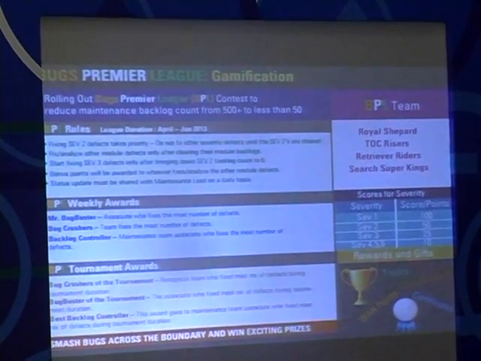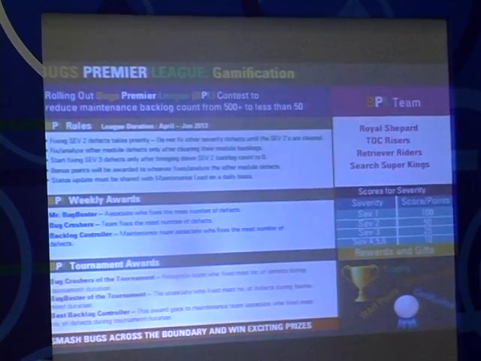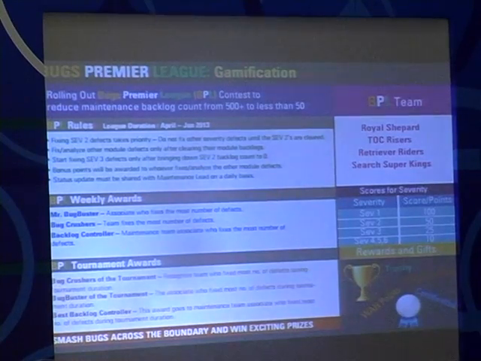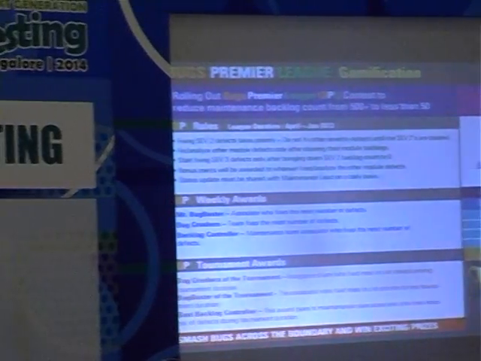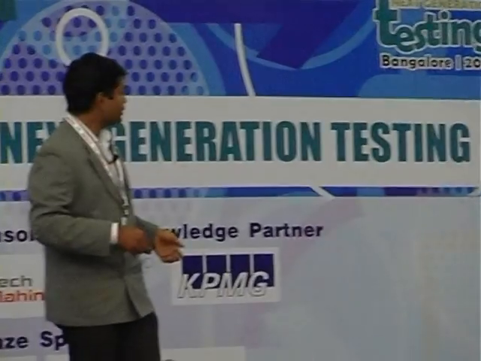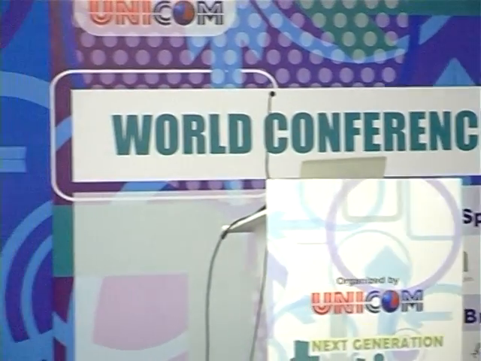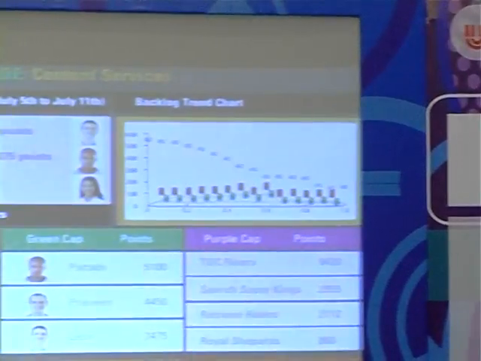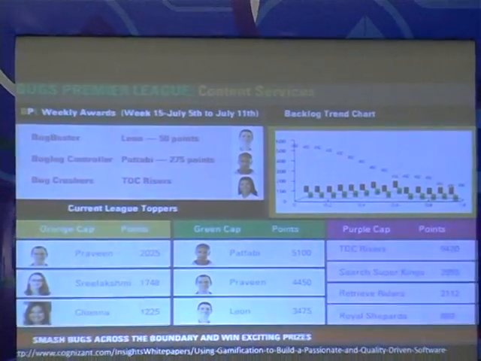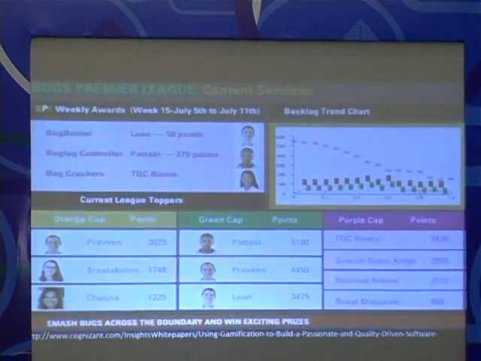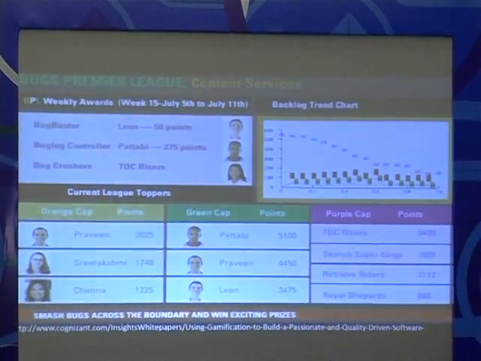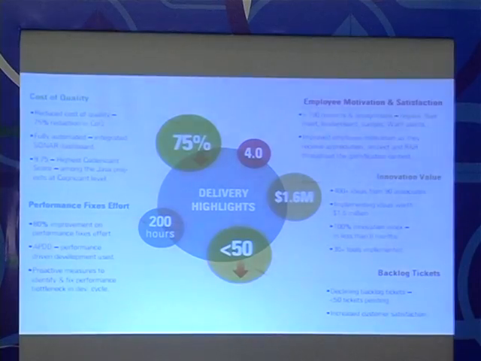There is a white paper, you can refer to it on the Cognizant website. But what is important is they gave certain awards, they rewarded the system, and it really worked. People were awarded orange caps, green caps, purple caps, similar to how the IPL works. And it worked because people voluntarily took up all the Sev2 issues and resolved them. So the number of severe defects in the system gradually went down. So this is from Cognizant.